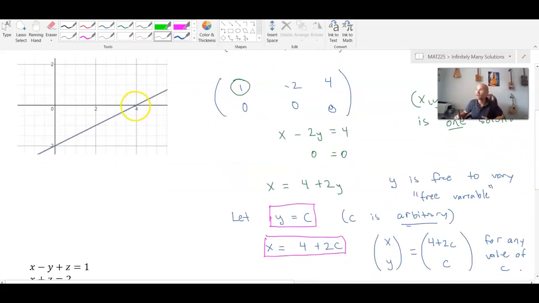In fact, we could see here that here's a point on that graph, and that corresponds to an x value of 4. Well, and it looks like that's the point (4, 0). So let's check our solution. If y is equal to 0, x is going to equal 4 plus 2 times 0, which is 4, and again, that's a valid solution. It also appears that when y is negative 2 and x is 0, that's also a valid solution. So if I choose negative 2 for C down here, 4 plus 2 times negative 2 is 0, and again, I've produced a valid solution to that system.